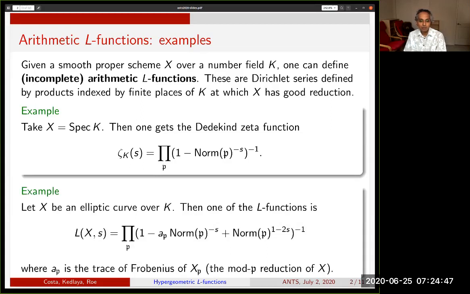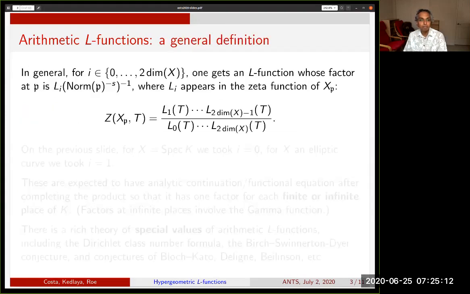Another familiar example comes from elliptic curves. In the conjecture of Birch and Swinnerton-Dyer, one finds an L function of the following form. You take a product, now you take only the primes at which x has good reduction, and you take this degree 2 polynomial in the norm to the minus s. And the coefficient a_p is the trace of Frobenius of the mod p reduction of x, which is closely related to the number of rational points on the mod p reduction.